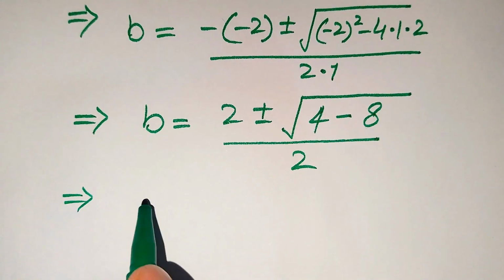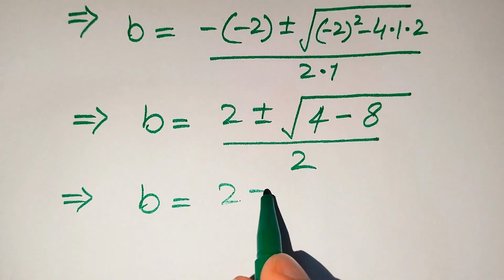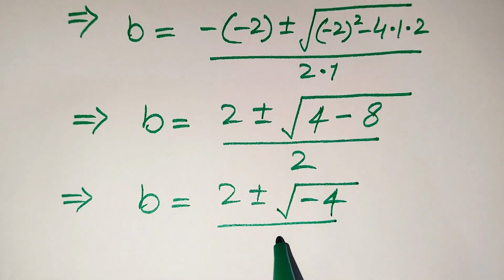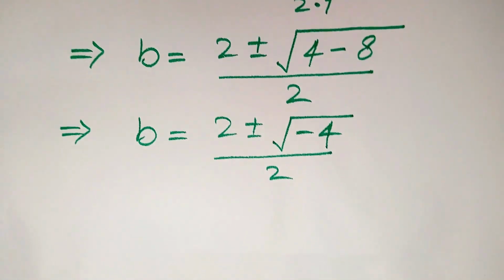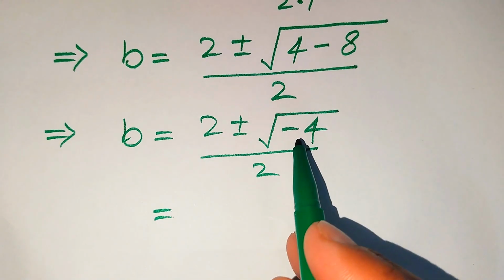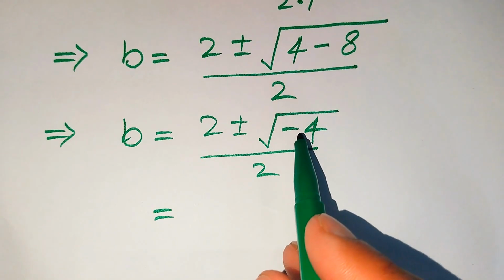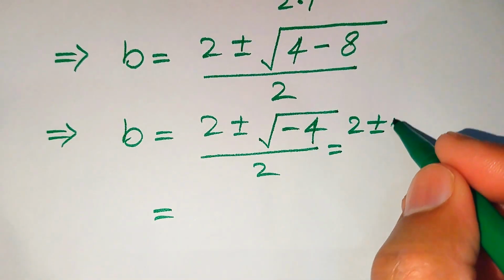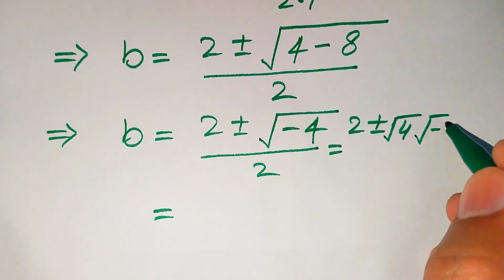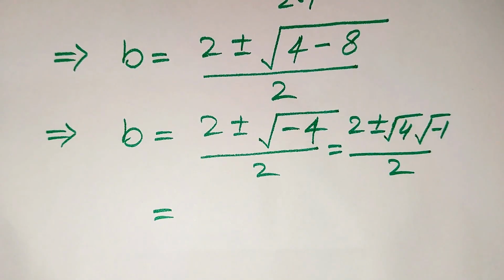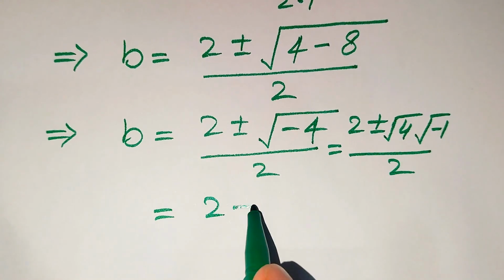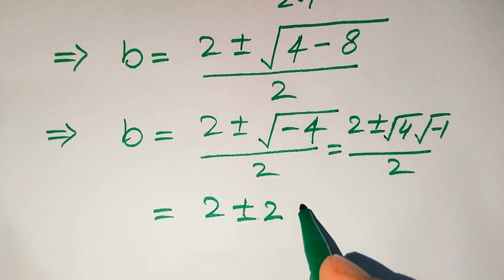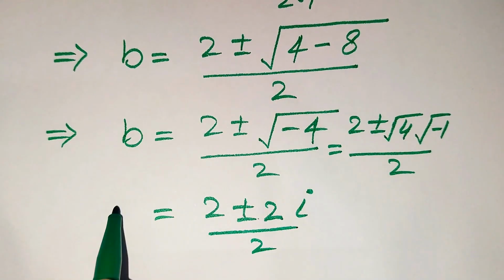And now further in the next step we need more simplification, and it will be written as b = 2 ± √(4 − 8), which becomes −4, divided by 2. And now you see here the negative sign appears inside the square root. So we apply the square root separately on both of these values, and it will be written as 2 ± √4 times √(−1), divided by 2. So here you know that the square root of 4 becomes 2, and the square root of −1 is equal to iota, divided by 2.